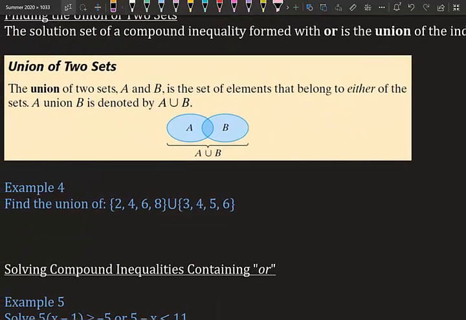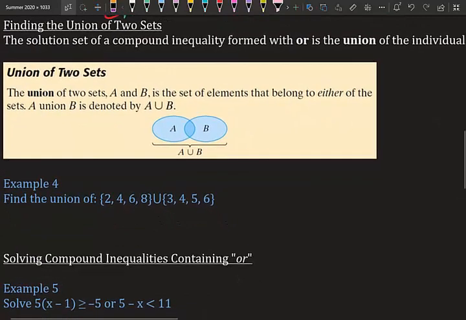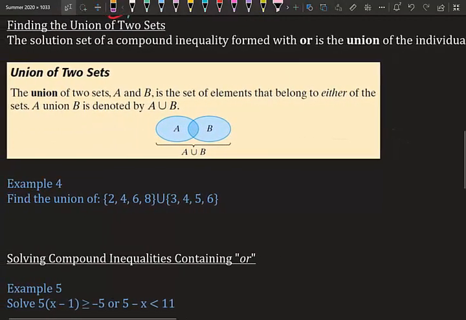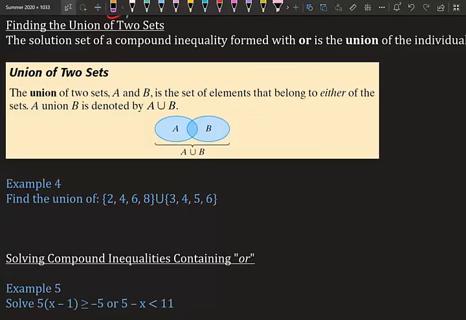Finding the union of two sets. The solution set of a compound inequality formed with OR is the union of the individual solution sets. So the union of two sets is A union B, so it's all together, because union means together, right? When you unionize something, you come together.